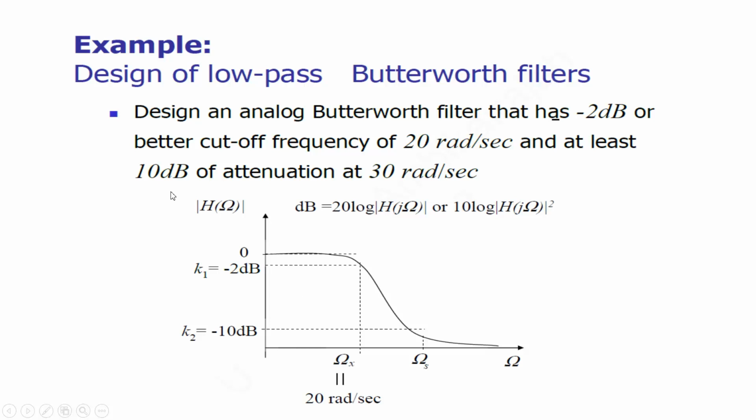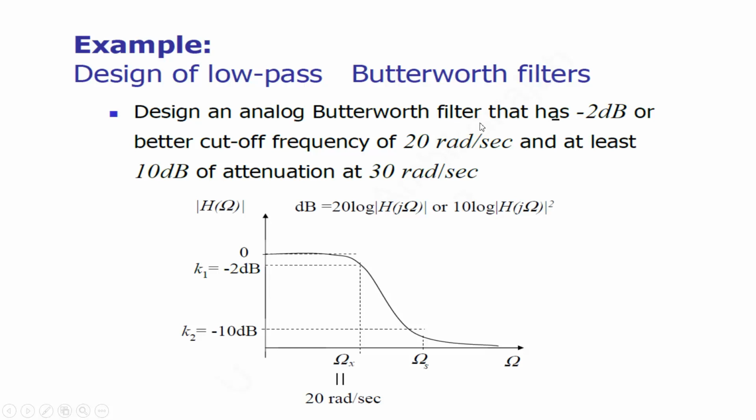And at least 10 dB of attenuation at 30 radian per second. So that means you go further down to -10 dB attenuation, because this is attenuation, that's why we are taking the minus sign here. At -10 dB attenuation, the corresponding frequency is omega s, which is 30 radian per second. These are the specifications given, and we are to design an analog Butterworth filter.